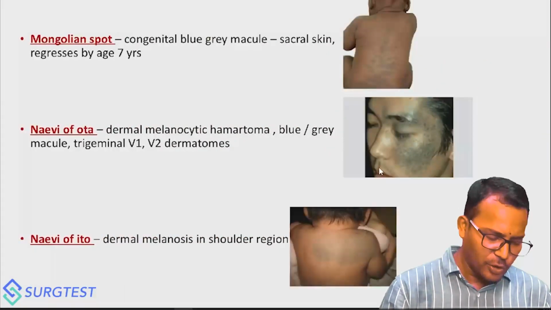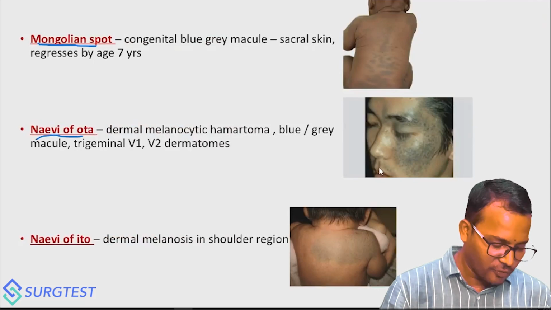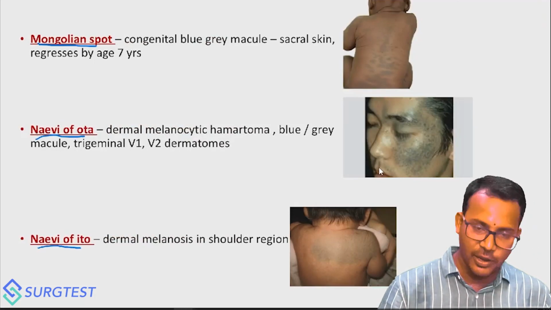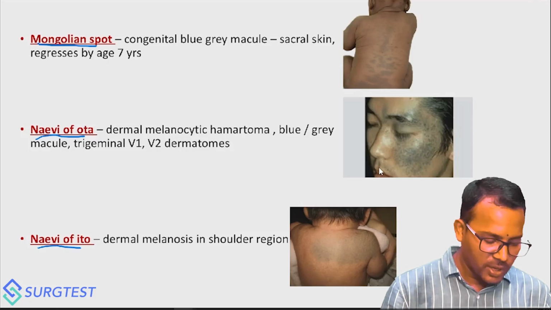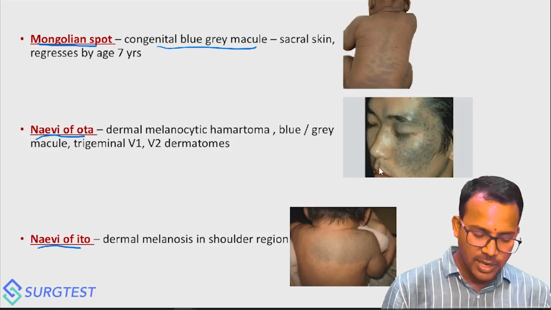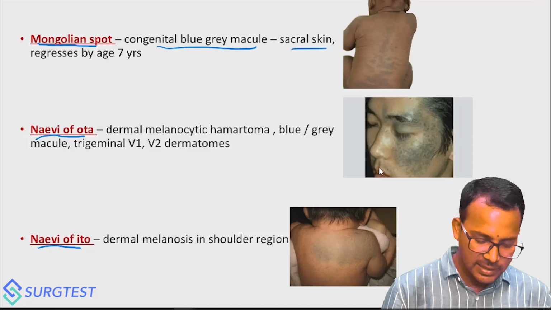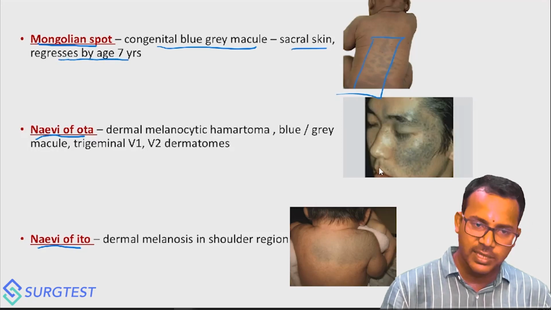Okay. Then you have a few spots, which are the Mongolian spots. You have nevi of Ota and nevi of Ito. Okay, these Mongolian spots, you already know, are congenital blue-gray macules. They are mainly seen in the sacral skin. This is the sacral area wherein you find them. Okay, and these usually regress by the age of 7 years.